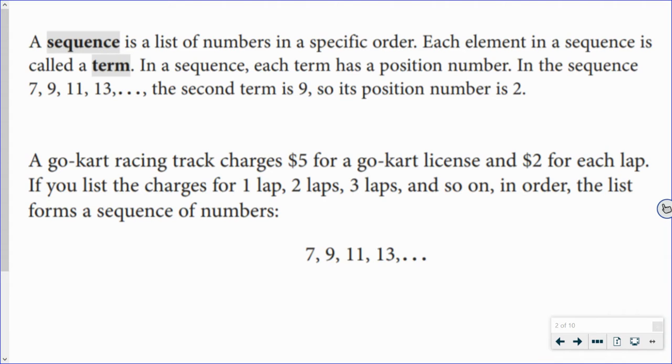So just to get in the go-kart, we're going to pay $5. Then we go around one time, it will cost us $7 for our first lap. Now, they're not going to charge us for not taking a lap, so the first charge is actually $7 for the first lap. Then the next lap is $9, because they've already charged us the 5 and the first lap, now they charge us for the second lap. And then the next one is 11. The next one is 13.